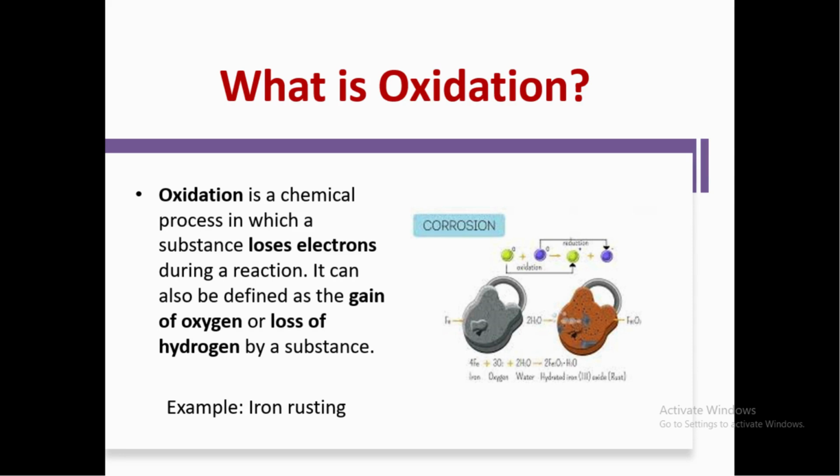What is oxidation? Basically, oxidation is a chemical process in which a substance loses electrons during a reaction. It can also be defined as the gain of oxygen or loss of hydrogen by a substance. An example of oxidation is iron rusting.